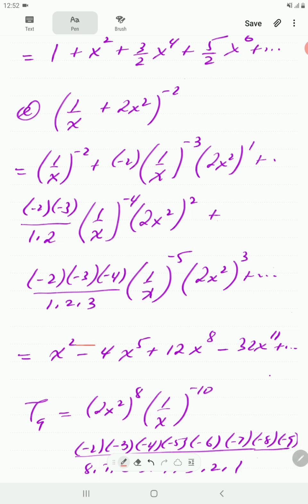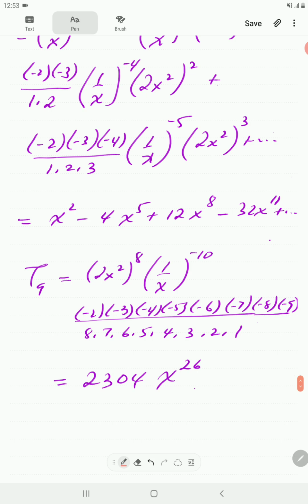You can see that these terms are going up in threes, which is an AP as we mentioned before. Term number 9, the b term will be to the power position minus 1, which is 8. This power plus this power need to add up to negative 2. So that makes this one negative 10. And then if this is 8, that's going to be 8 factorial, 8 terms here. Simplifying gives us 2304 x to the power 26.